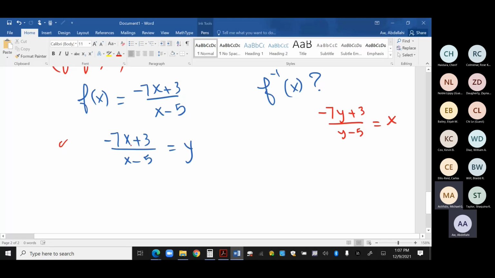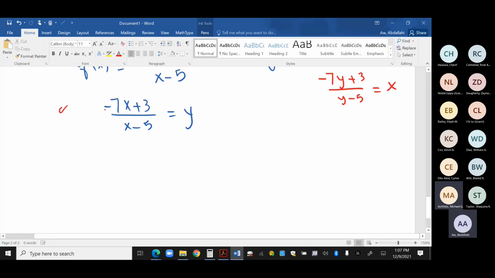If you write this, what variable are you going to try to get by itself at the end? The x or the y? The x. And if you write the other way, you're going to try to get the y. It's the same thing, right? So when we multiply both sides by x minus 5 and cancel out, we get -7x plus 3 is equal to yx minus 5y, right?